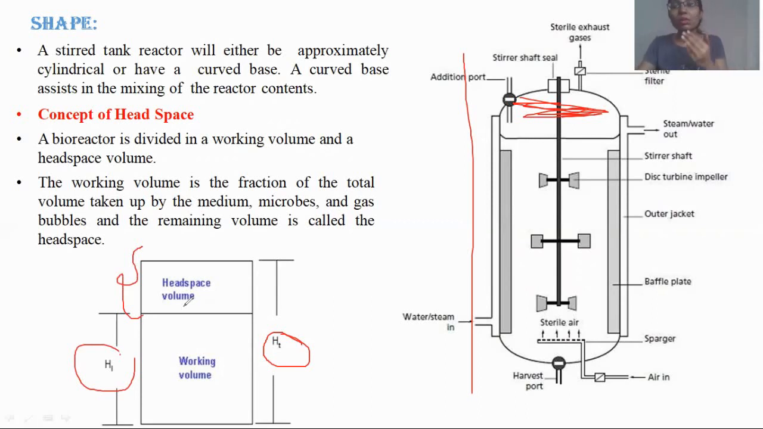Why is it so? Let's say microorganisms are releasing gas, so the gas gets accumulated over here. Sometimes there is foam formation taking place. If the liquid is already touching the top, then it will lead to leaking of the foam from the bioreactor, which can again lead to contamination and loss of the product. Basically, it increases the cost of the fermentation. That's why it is said like so.